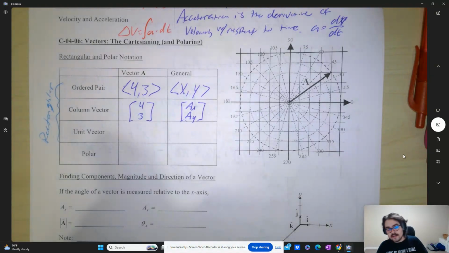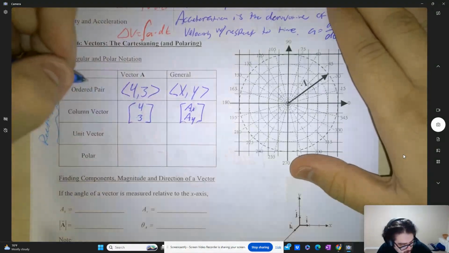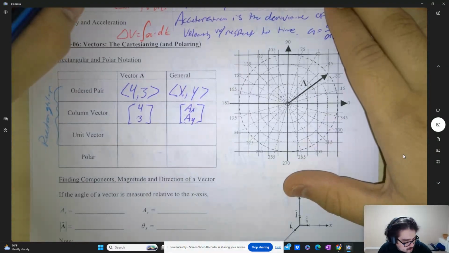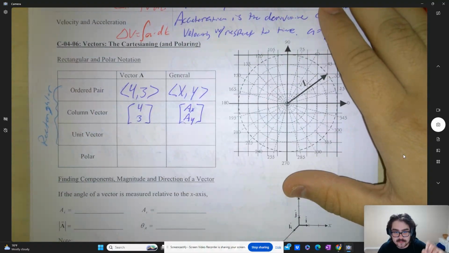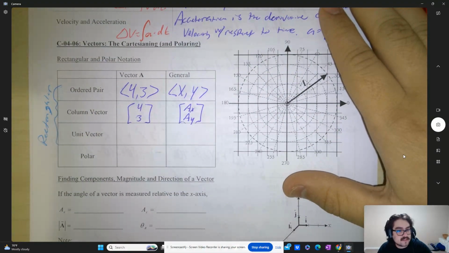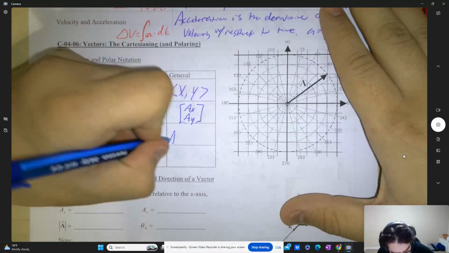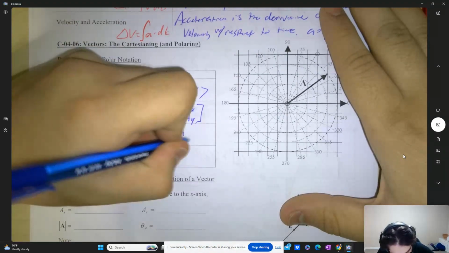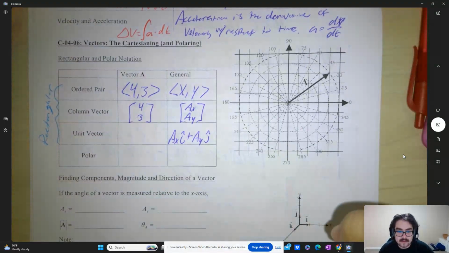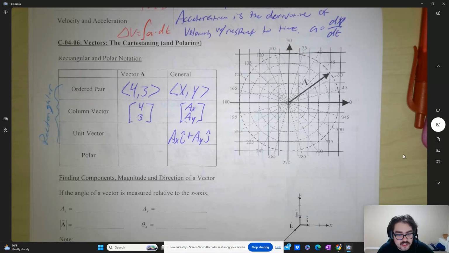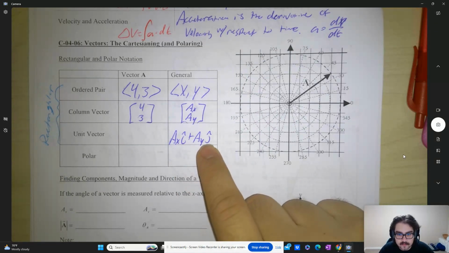The unit vector is brand new. You haven't seen this before, more than likely. But if you've ever seen the I's with pointy hats or the J's with pointy hats, that's what a unit vector is. The unit vector is a sub x I hat plus a sub y j hat. That's literally what we call them, I hat, j hat. You take the x component, multiply it by I hat, you take the y component, multiply it by j hat.